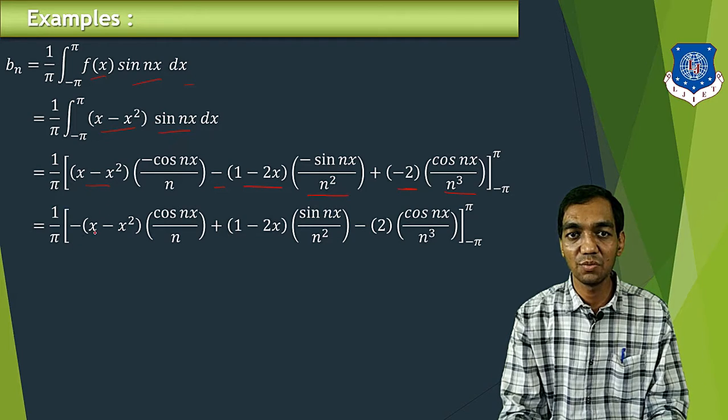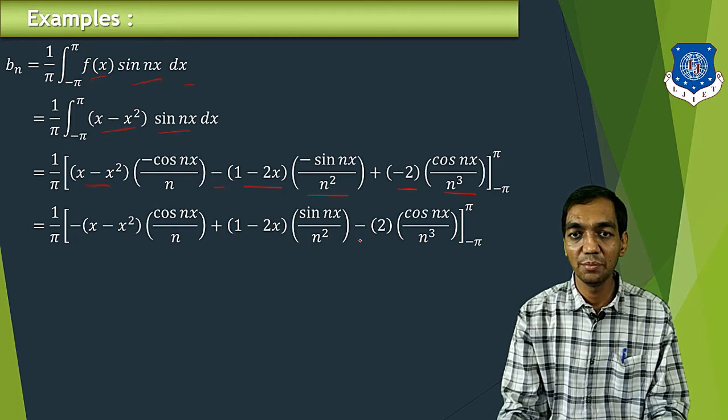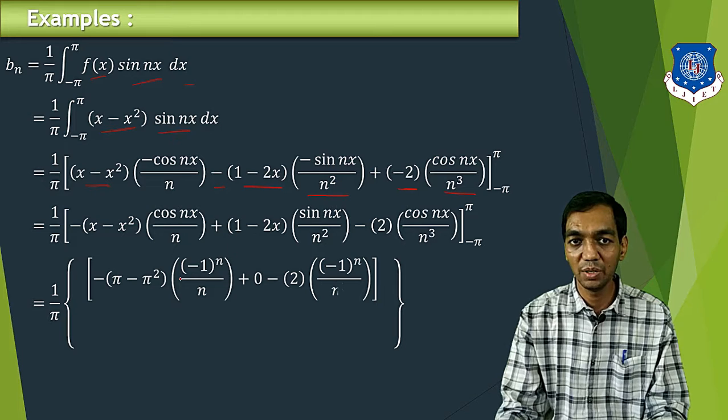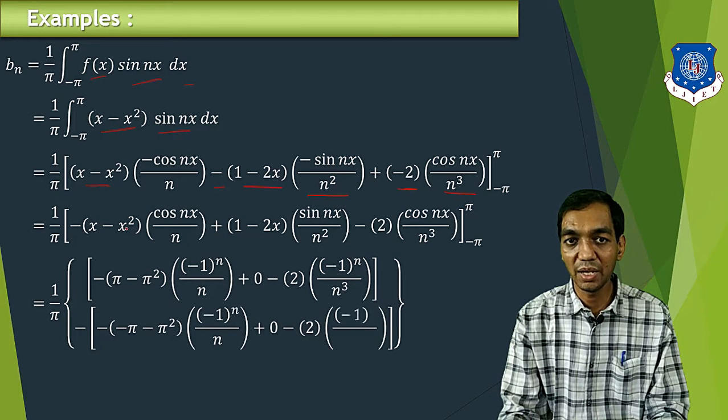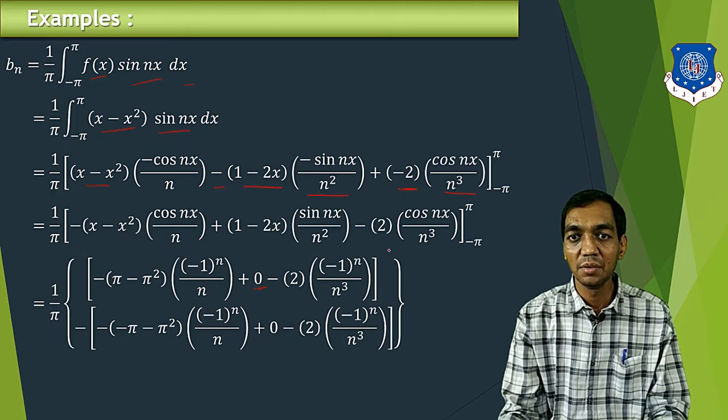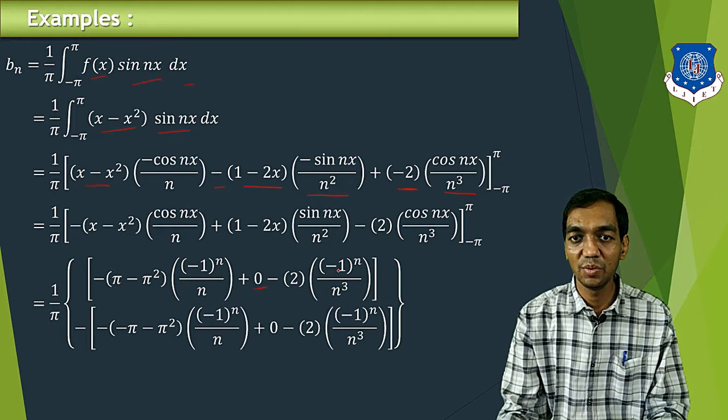So you will have minus of x minus x square cos nx upon n, plus 1 minus 2x into sin nx upon n square, minus 2 cos nx upon n cube, with limit from minus pi to plus pi. First we put the upper limit pi, that will give you pi minus pi square, cos n pi is minus 1 raised to n upon n. Sin n pi is 0, so this term is 0. Second term, minus 2 into cos n pi, that will be minus 1 raised to n upon n cube.